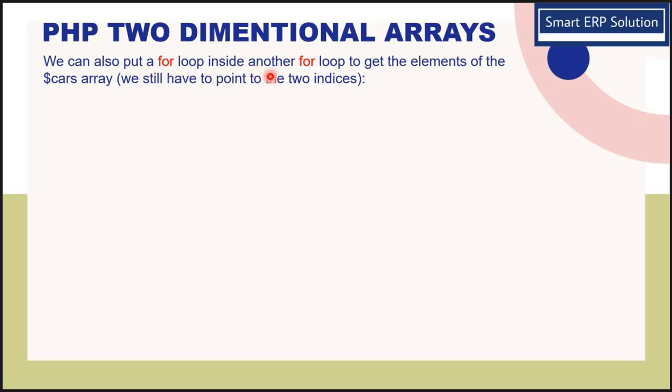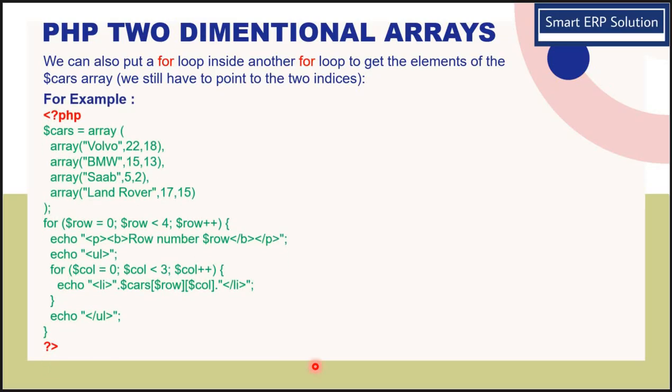We use a for loop inside another for loop to get the elements of the cars array. We still have to point to the two indices. Now we are discussing a two-dimensional array, so there are two indices. For example, now we are going to display every element of the two-dimensional array by using the for loop. Cars array: Volvo 22 18, BMW 15 13, Saab 5 2, Land Rover 17 15.